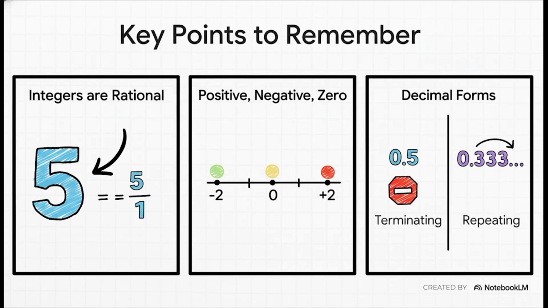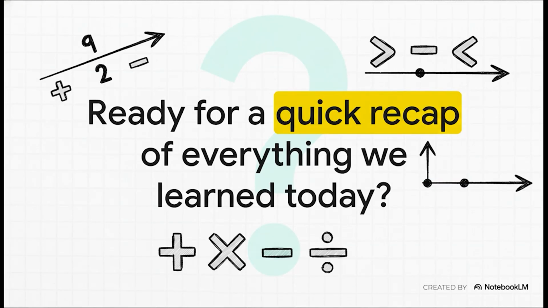How cool is that? So let's wrap up with 3 key things to remember. First, every single integer you know, like the number 5, is also a rational number because you can just write it as 5 over 1. Second, they can be positive, negative, or 0. And third, when you write them as decimals, they either stop neatly, like 0.5, or they repeat a pattern forever, like 0.3333.